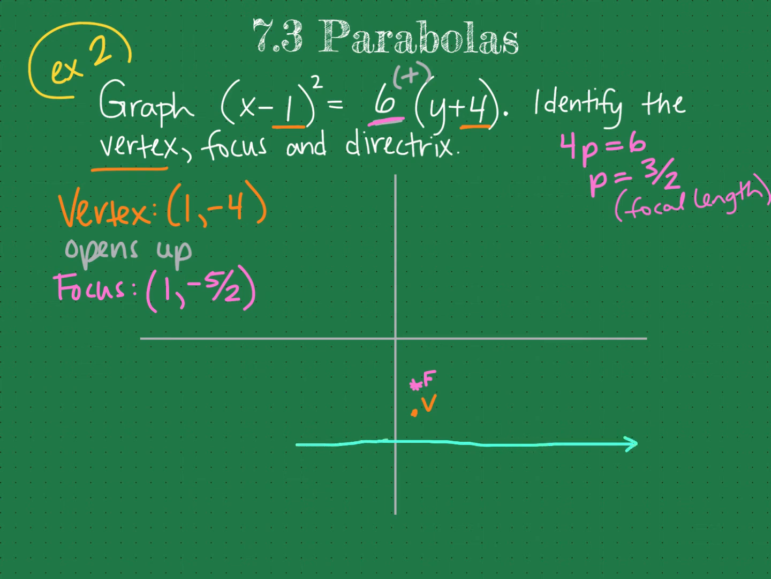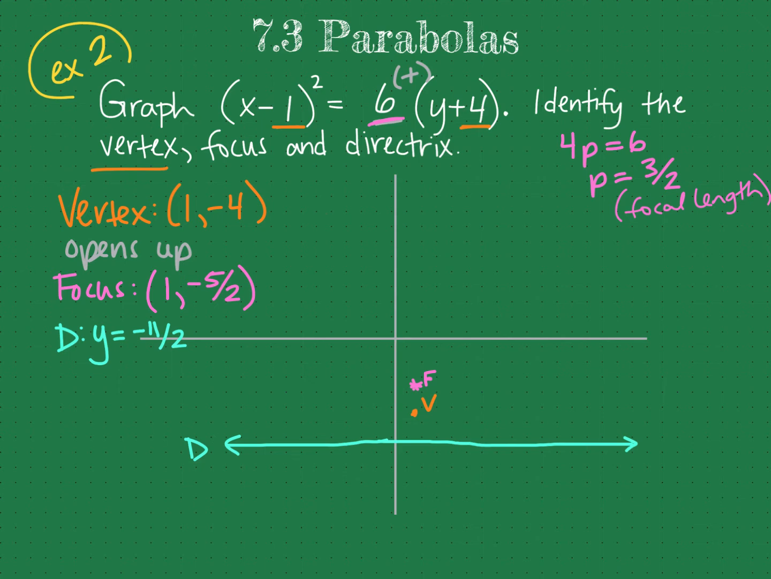So our directrix is the horizontal line y equals negative 11 halves, or negative 5.5, either way. Now, the last thing that we want to do to sketch this is to figure out how wide our parabola is going to be. We know our parabola opens up, but is it a wide parabola? Is it a narrow parabola?